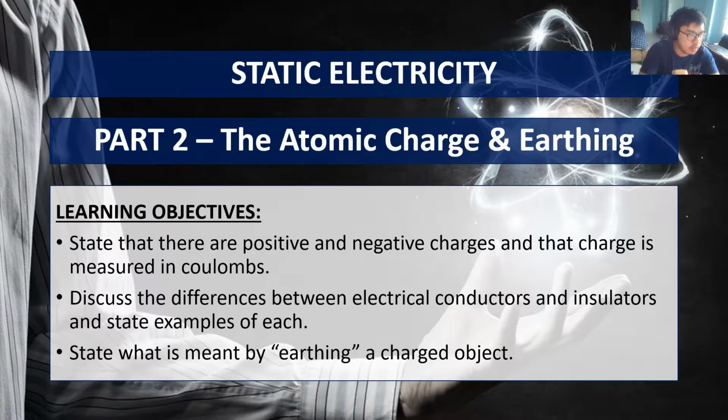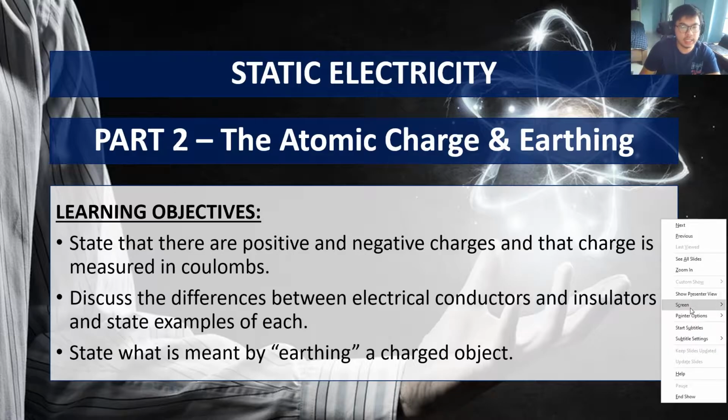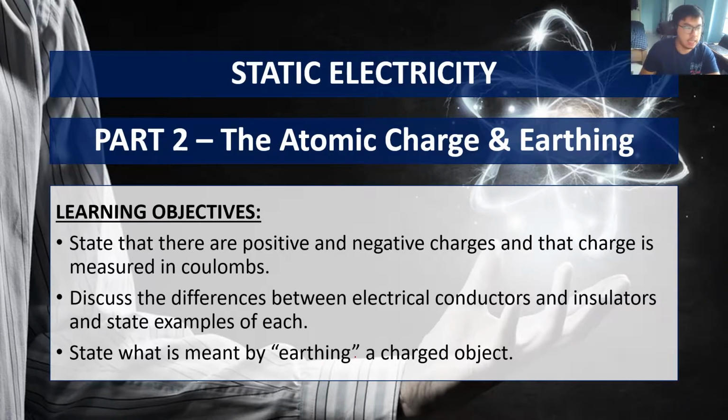The first learning objective is for you to be able to state that there are positive and negative charges and the charge is measured in coulombs. The second learning objective is you need to be able to discuss the differences between electrical conductors and insulators and state examples of each of these objects. And then the third learning objective is you need to be able to state what is meant by earthing a charged object. So let's start.